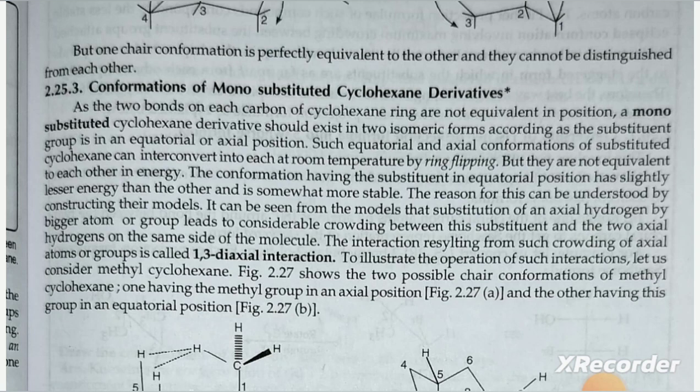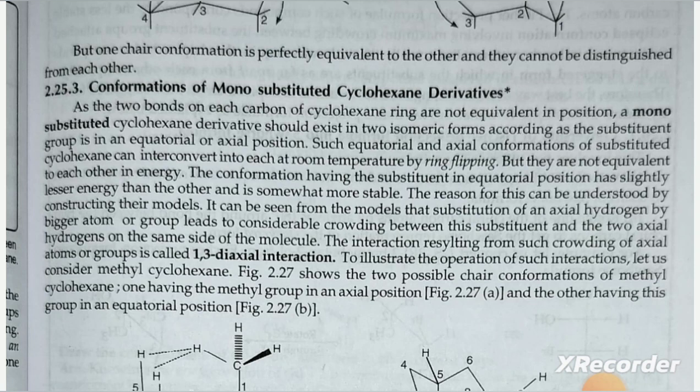The conformation having the substituent in equatorial position has slightly lesser energy than the other and is somewhat more stable. The reason for this can be understood by constructing their model. It can be seen from the models that substitution of the axial hydrogen by a bigger atom or group leads to considerable crowding between this substituent and the two axial hydrogen on the same side of the molecule. The interaction resulting from such crowding of axial atoms or groupings is called 1,3 diaxial interaction.